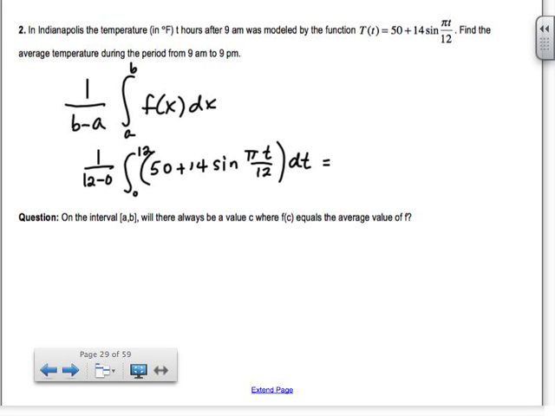So it says on the interval a to b, will there always be a value c where f of c equals the average of f? I don't know. In this case, would there be? As long as it's continuous, there will be. So write yes as long as your function is continuous. Does it make sense? That's using the intermediate value theorem.